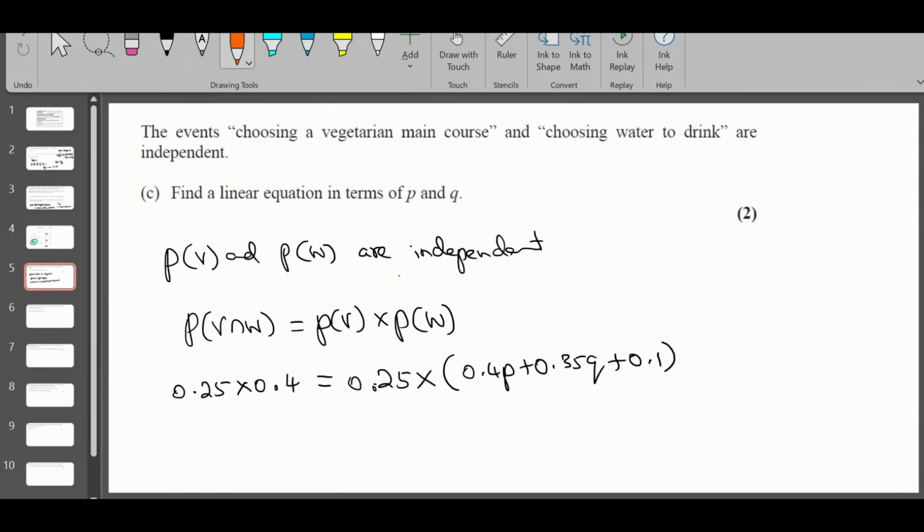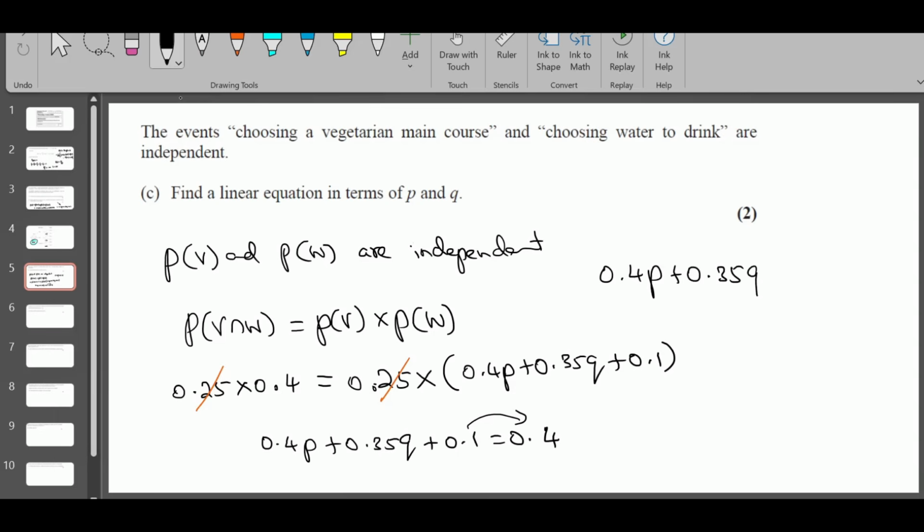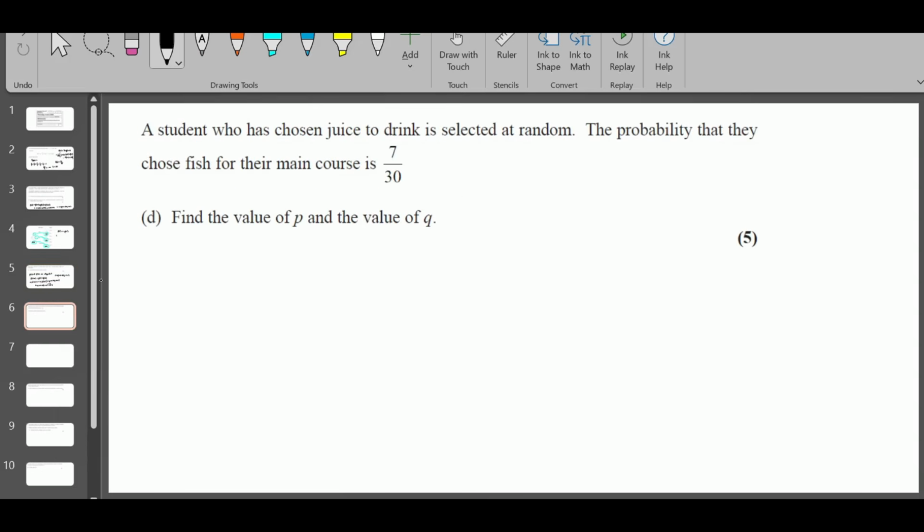They want us to frame a linear equation in terms of P and Q. We can cancel these two. So we will get 0.4P plus 0.35Q plus 0.1 is 0.4. You can just push this number to this side. So the answer is 0.4P plus 0.35Q is equal to 0.3. That's all.